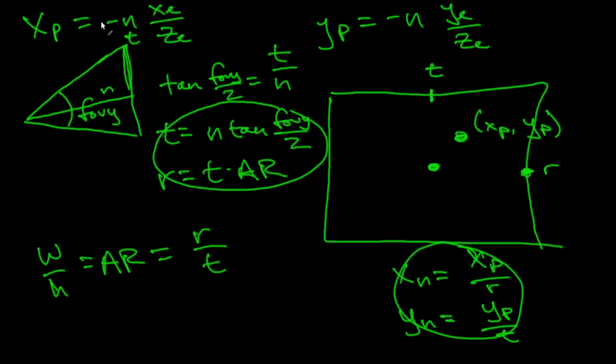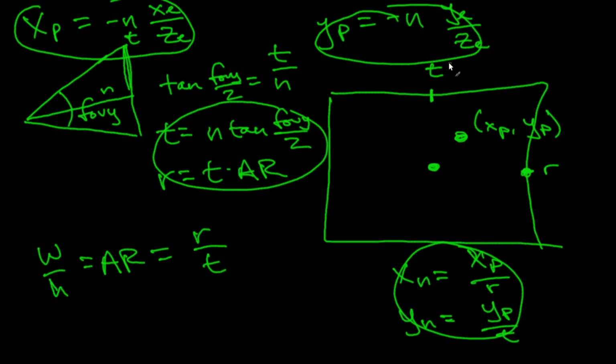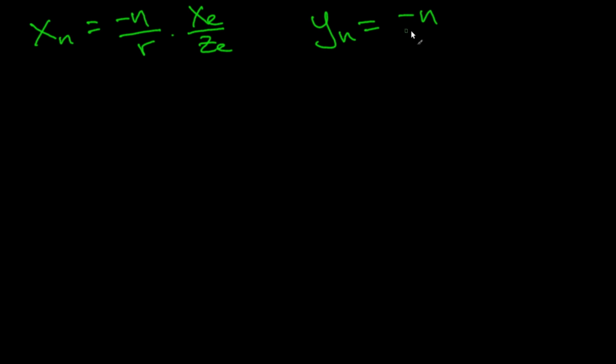All right, these two up here, we can develop a full expression to turn our eye space position into normalized device coordinates, that -1, 1 space. So let's rewrite those. Xn is -n over r times xe over ze. And then yn is -n over t times ye over ze.